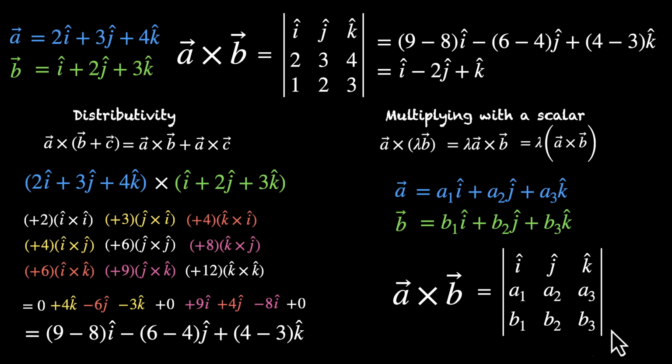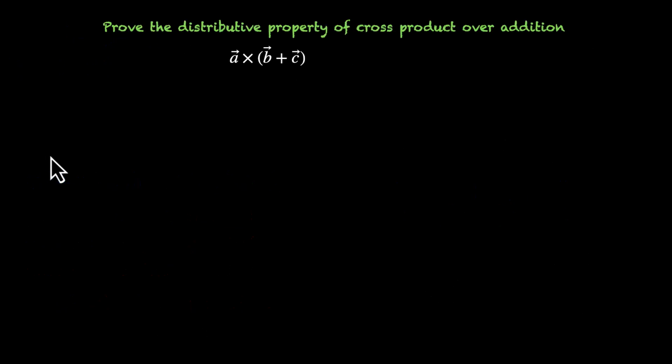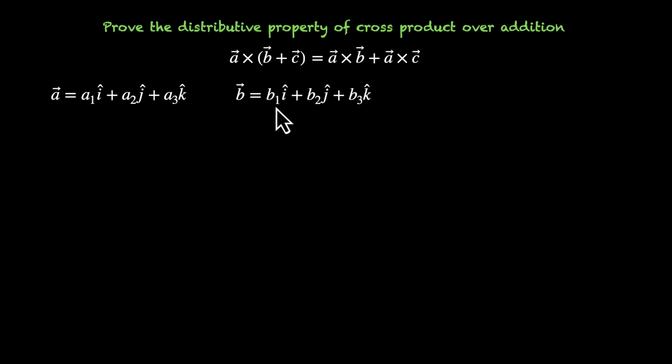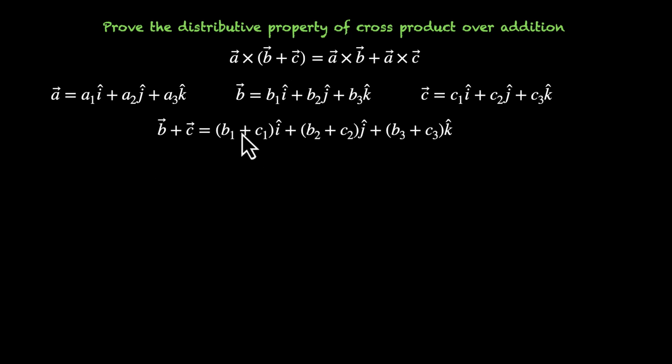Now before we wrap up, let's quickly look at why the distributivity works for cross products. So we have to prove that the distributive property of cross product over addition works: A cross B plus C is equal to A cross B plus A cross C. Let's take some generic vectors. A vector is A1 i cap plus A2 j cap plus A3 k cap. B vector has B1, B2, B3, and C vector has C1, C2, and C3. Now let's take B plus C first. So B plus C is B1 plus C1 i cap plus B2 plus C2 j cap plus B3 plus C3 k cap. Now let's take the cross product of A with B plus C.